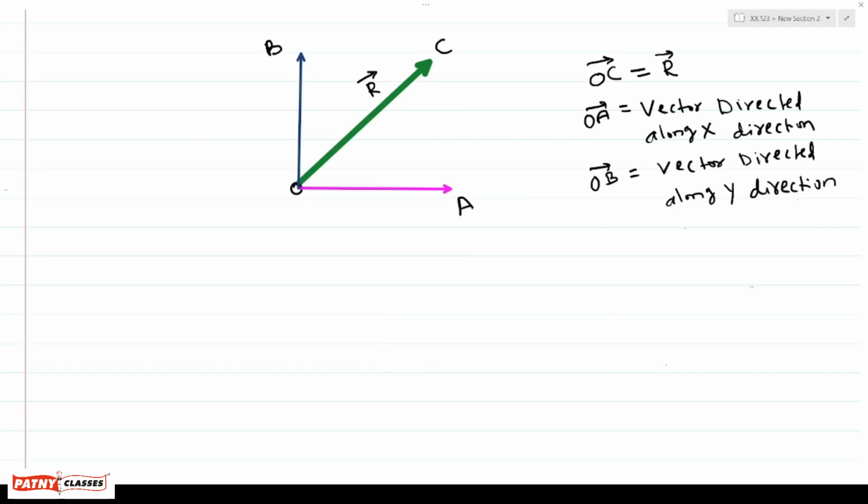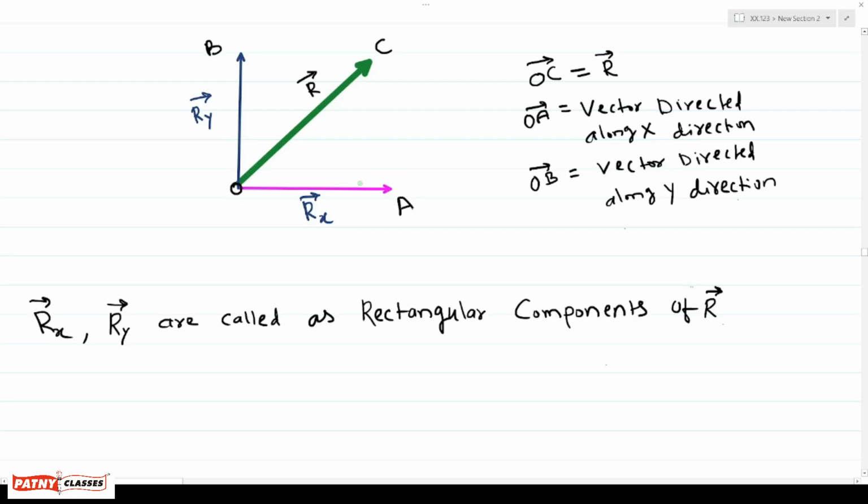Now we just replace the entire story with a simple vector diagram as shown in the figure. We have the vector OA and vector OB. Let us call vector OA as vector Rx and vector OB as vector Ry. The angle between the vector Rx and Ry is 90 degrees, and vector Rx and vector Ry are called as rectangular components of vector R.